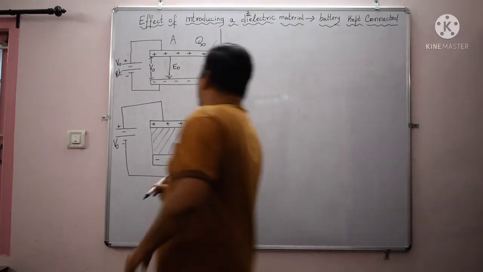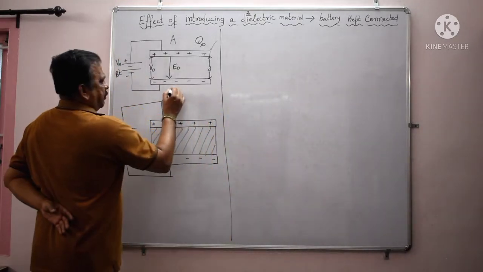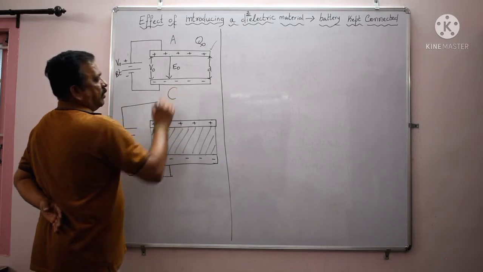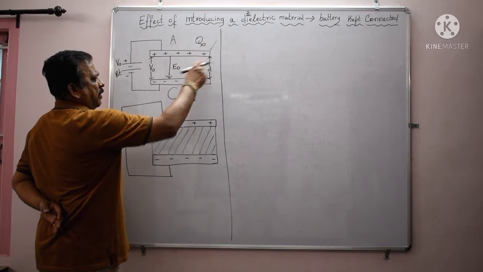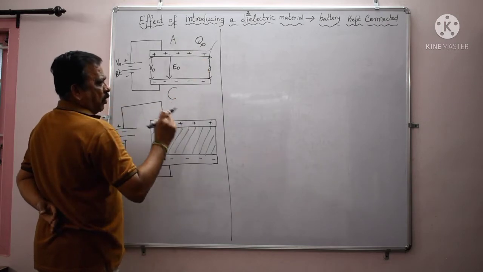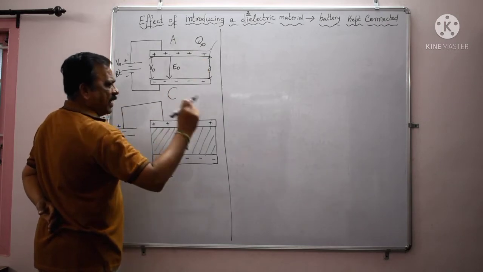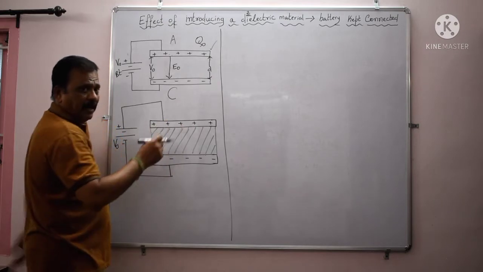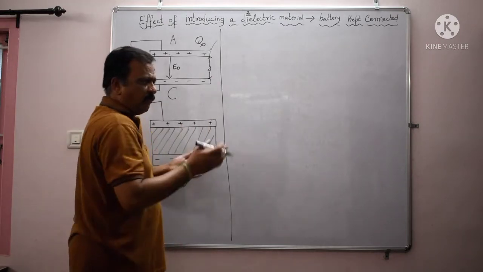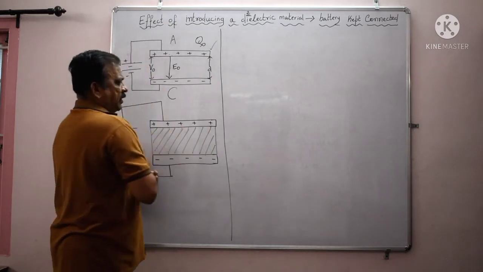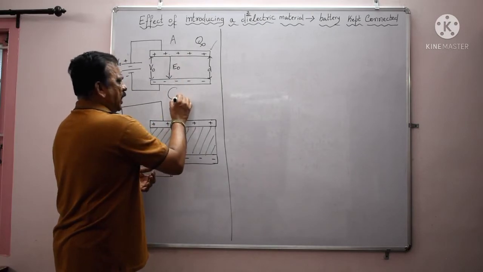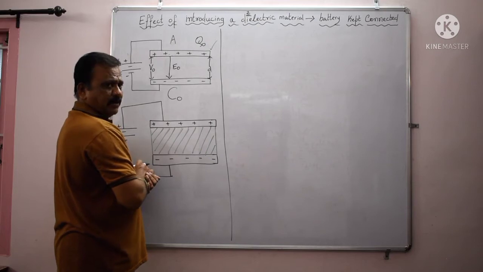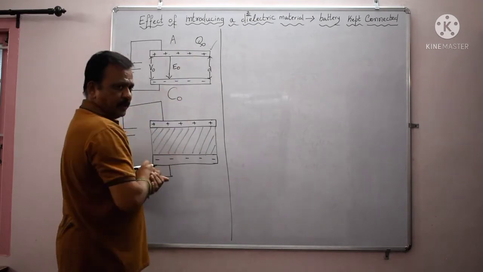Okay, right. Now, you know, capacitance C in terms of the area of the plates and the distance between the plates is given by epsilon naught into the area of the plates divided by the distance between the two plates. We have a formula for that. So let me write that formula. Before introducing the dielectric, let C0 be the capacitance of the parallel plate capacitor.